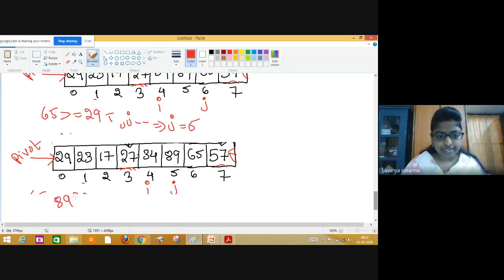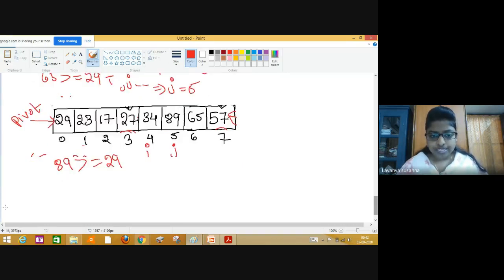89 greater than or equal to 29. True or false? True. That means j must be decremented. True means j minus minus. That means j equals 4. Now j is pointing to 34, the fourth index.